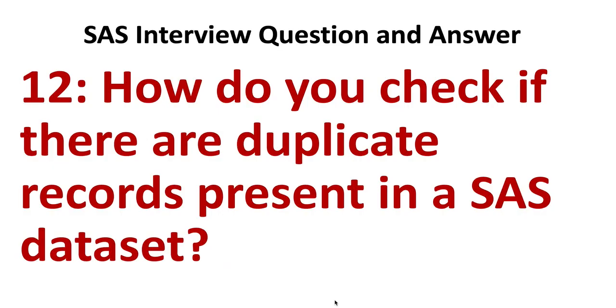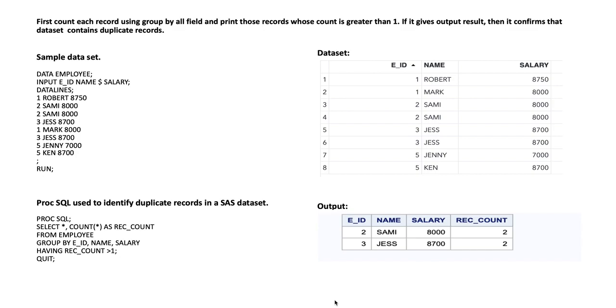SAS Interview Question and Answer. Question number 12. How do you check if there are duplicate records present in a SAS dataset? The question is asking how you can identify whether there are duplicate records present in a given dataset or not. By using the following procedure, we can identify whether a dataset contains duplicate records or not. First, we count each record using group by all fields and print those records whose count is greater than 1. If it gives an output result, then it confirms that the dataset contains duplicate records.